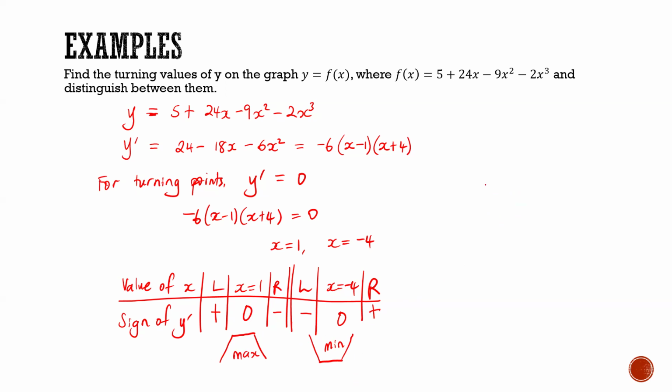And so when x is 1, you have to find the y values at those points, because the question asks for turning values of y. When x is 1, we'll substitute in the original equation, which was this one, and you find that when x is 1, your y is 18. And therefore, the point (1, 18) is a maximum point. But the question is asked for the values of y. And therefore, you should conclude that y is equal to 18 is a maximum turning value.